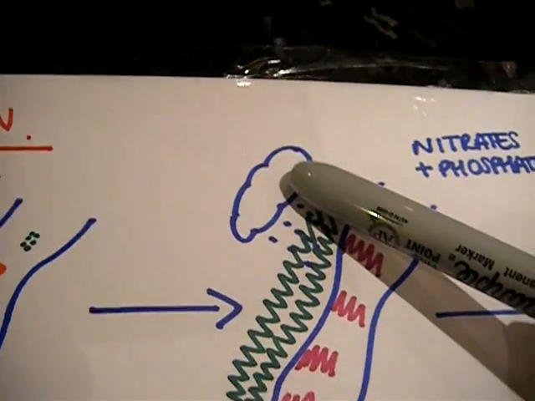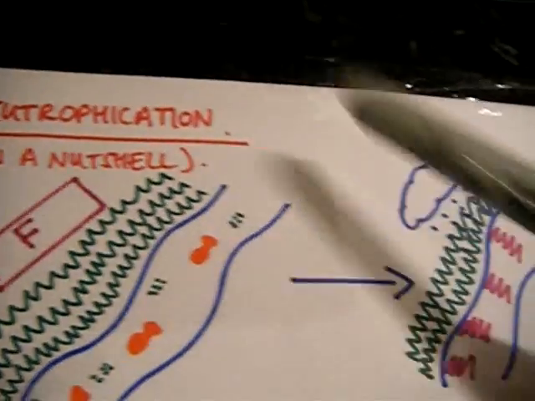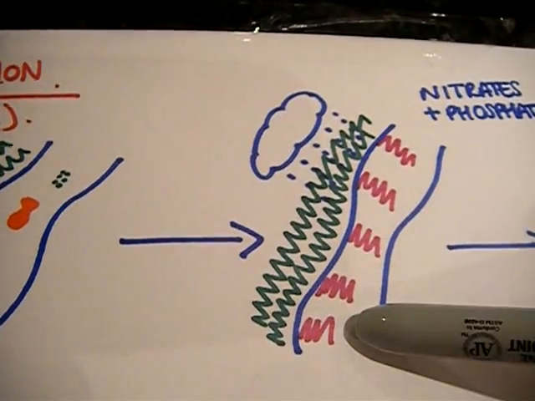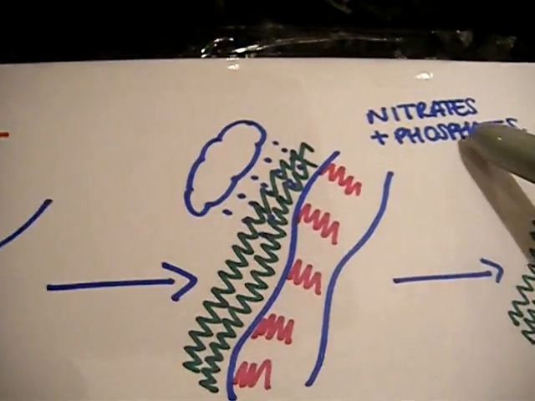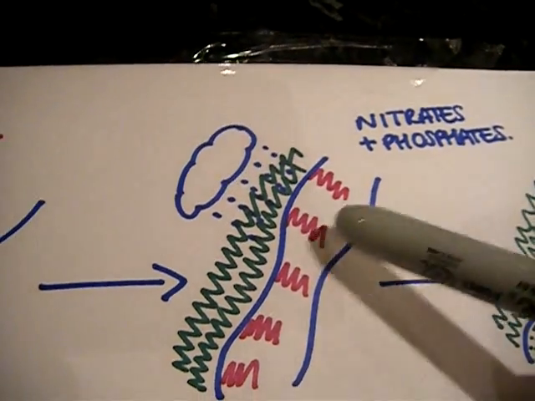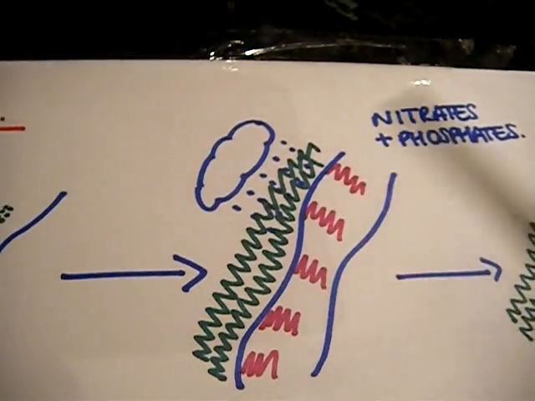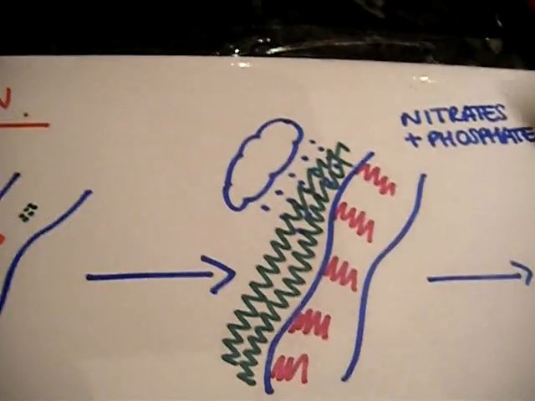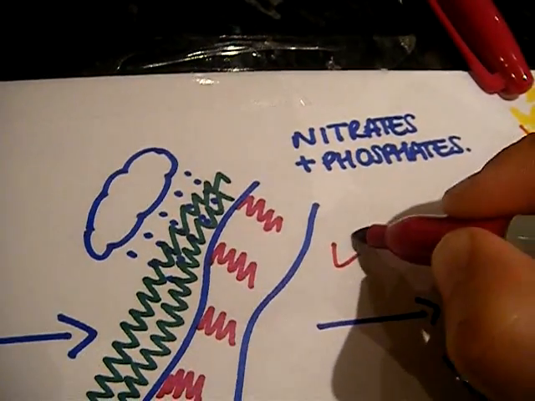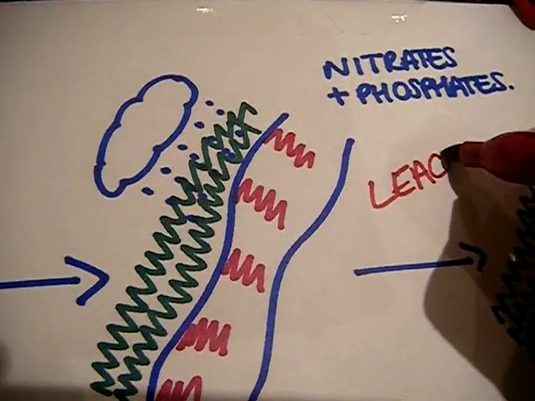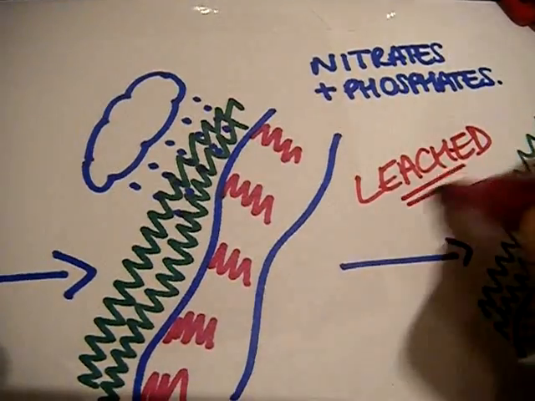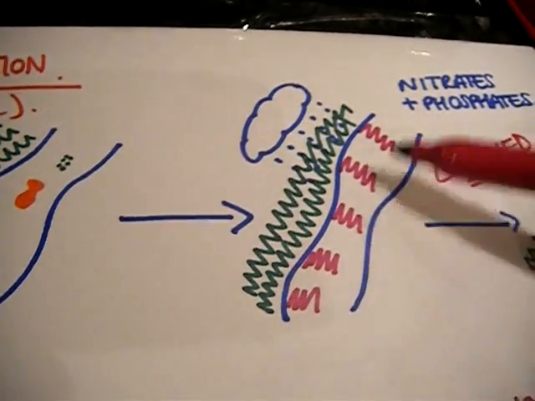Heavy rain has caused some of the fertiliser to be washed into the river. So some of the nitrates and phosphates from the fertiliser has been washed or leached. I'll write that word. Leached into the river.